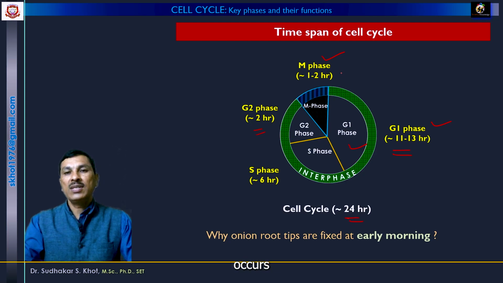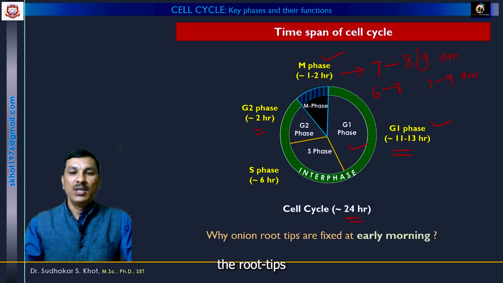The cell division occurs usually early morning. So this time span is about 7 to 8 a.m. As per the season, this time may change. In summer season, it may be about 6 to 8 a.m., or in monsoon season and winter season, it may be about 7 to 9 a.m. So this is the reason why the root tips are fixed at a specific time for the study of mitosis.